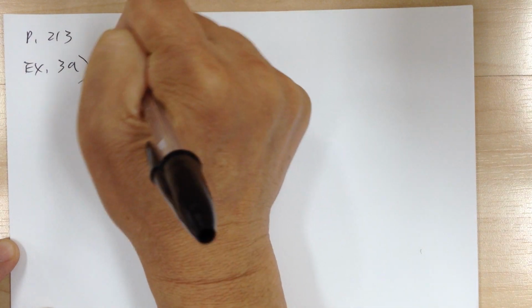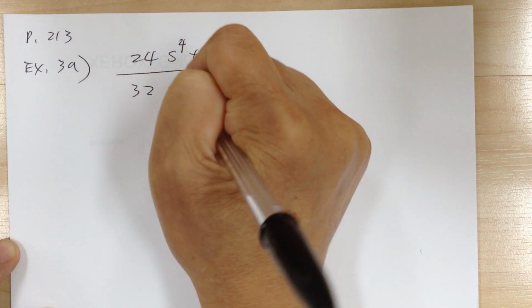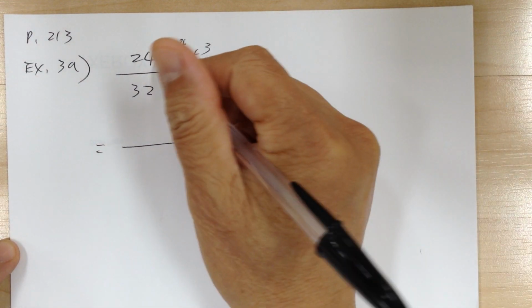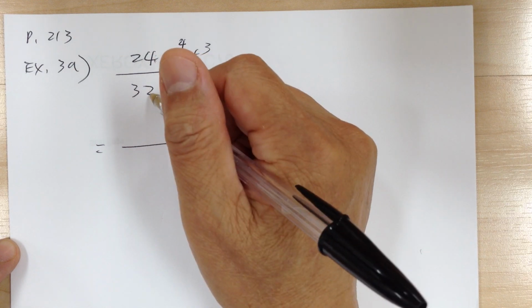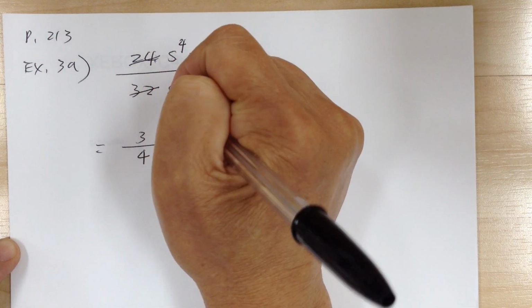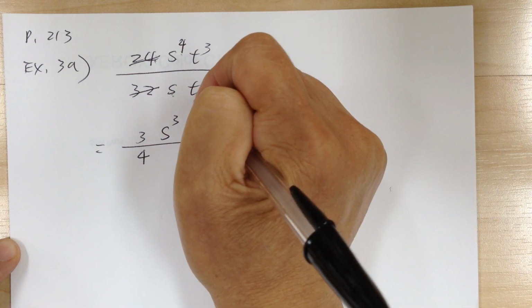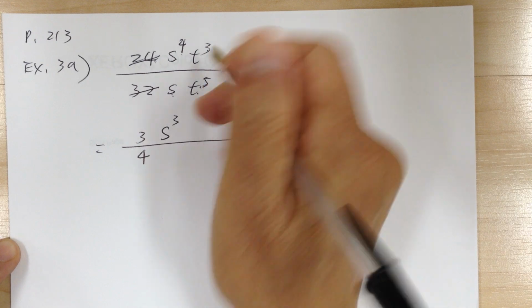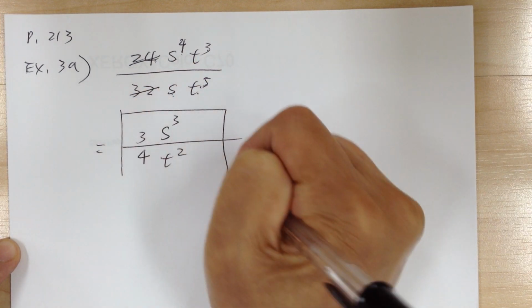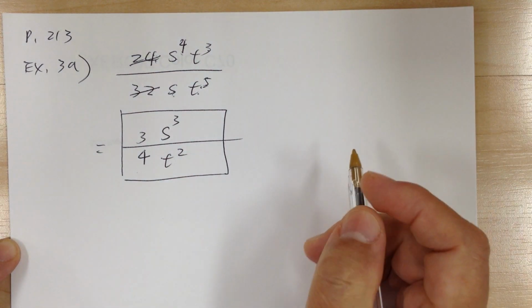Okay, let's go to example 3. Example 3a, you got 24 s to the 4 t to the 3 over 32 s t to the 5. Again, that's just going to reduce. Notice this is not reducible, but this is divisible by 8. Divide by 8, you get 3. Divide by 8, you get 4. Over here, s to the 4 over s would be s cubed, because one of these cancels out, so you get 3 left over. This one over here, t to the 5 is on the bottom. When you cancel, you're going to get 2 left over, so it'd be t squared. And that's it. When you reduce, write it down right away. That way you will cut down careless mistakes.